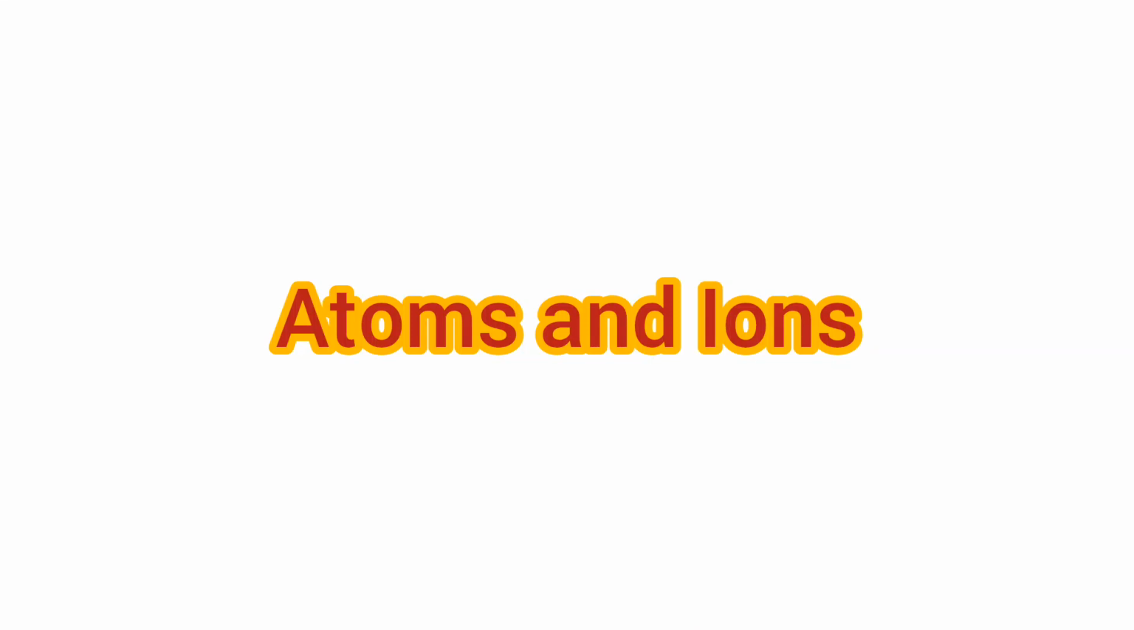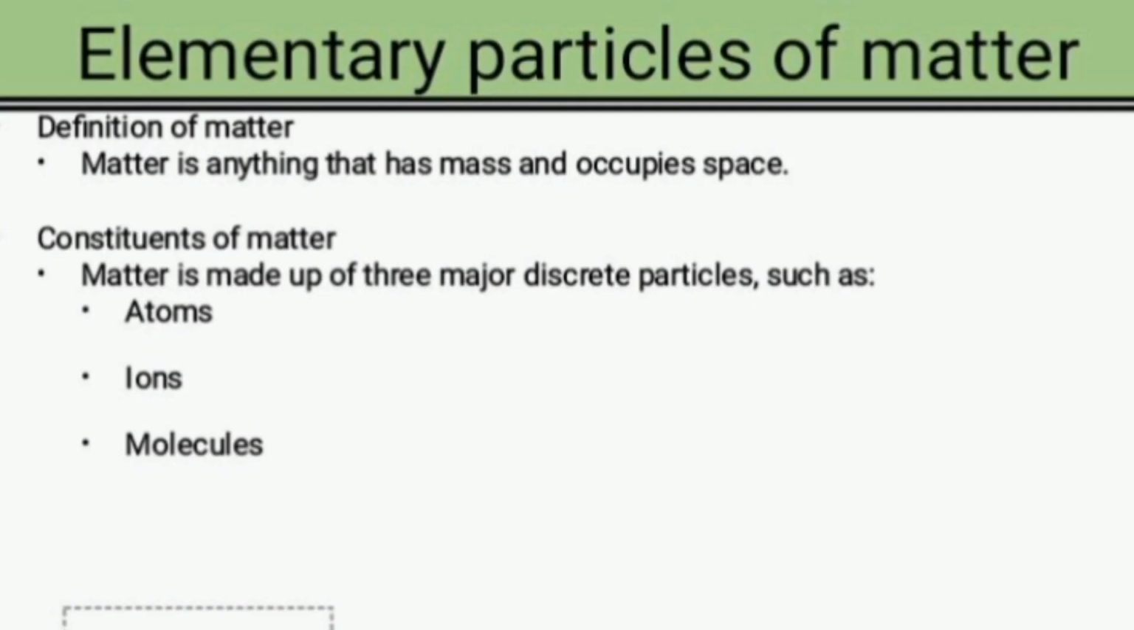In this class, I'll be taking you through atoms and ions. First, let's know that matter is anything that has weight and occupies space. Matter has three main constituents, and these include atoms, ions, and molecules. In short form, we can call it what? A for atoms, I for ions, M for molecules.